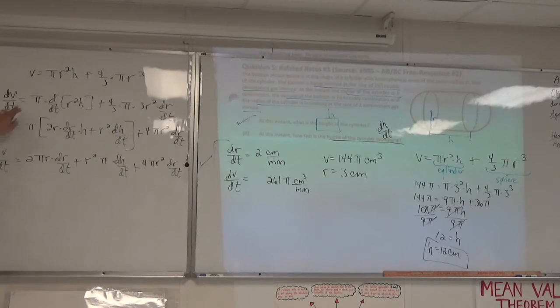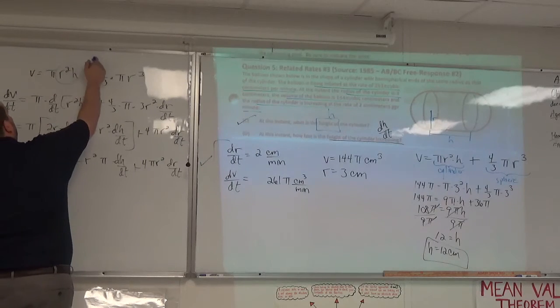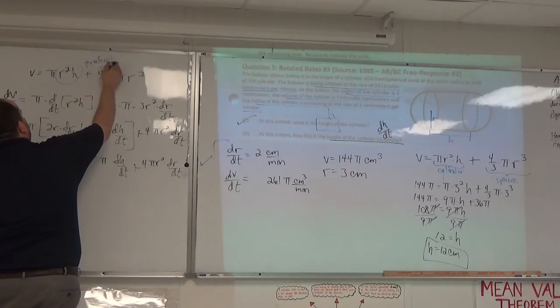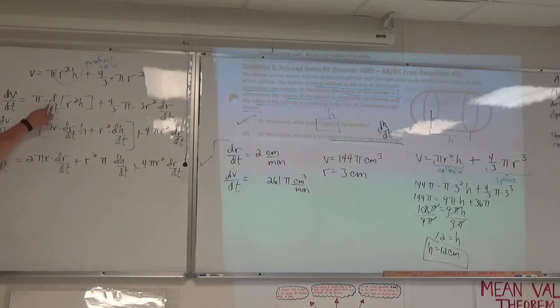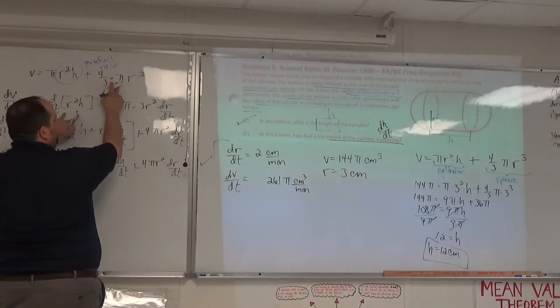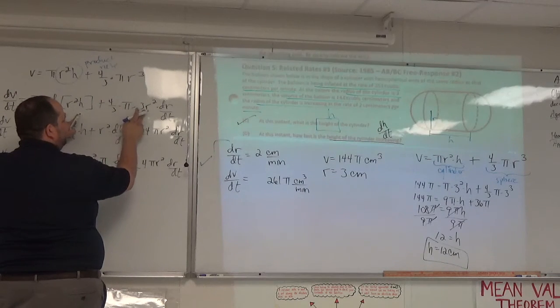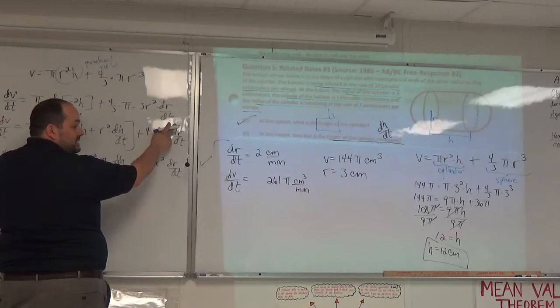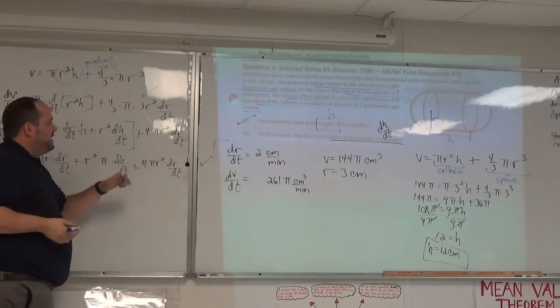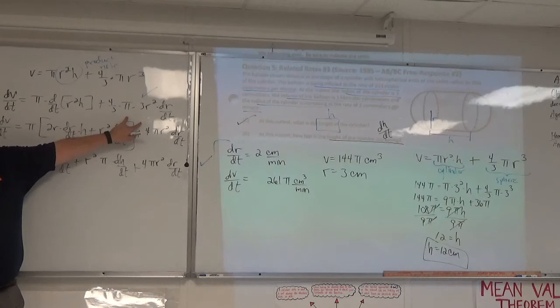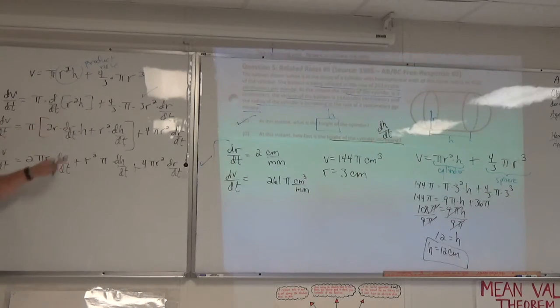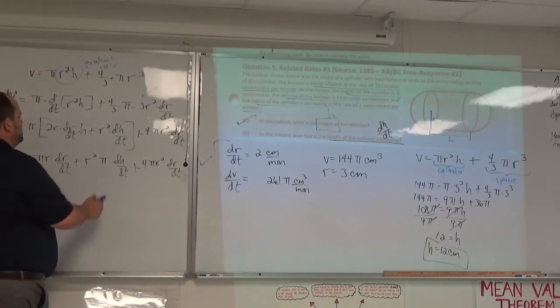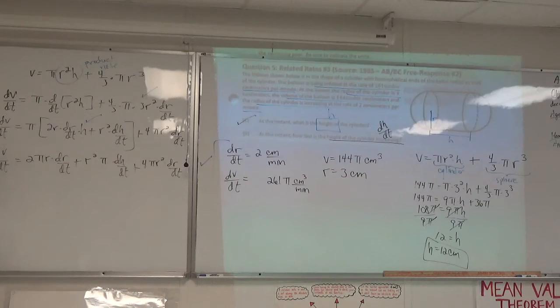So dV/dt, pi is a constant. I'm just going to ignore it for now. I see that I need to do a product rule. I am not ready to apply the product rule yet. I'm just going to leave myself a little note: go take the derivative with respect to t of r squared h. Derivative of 4/3 pi r cubed: 4/3 times pi times 3r squared times dr/dt. So if you've got that part right, 1 point. Derivative of r squared h with respect to time: 2r dr/dt times h, plus r squared times dh/dt. If you get that part right, that's probably where the second point's coming from.